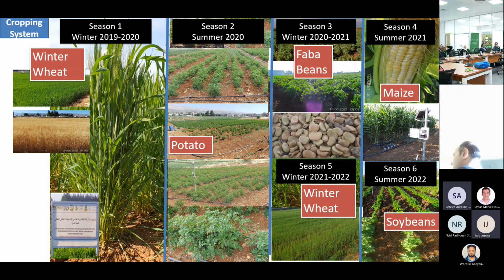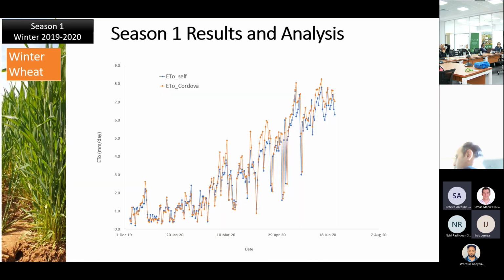These are the different seasons that were grown throughout the ET project. From season 1, 2019-20 of winter wheat, and we entered into potato in summer. Then we entered into another winter in faba beans. Then we entered into maize in summer, and then another season of winter wheat, and then we entered the last season of soybeans.